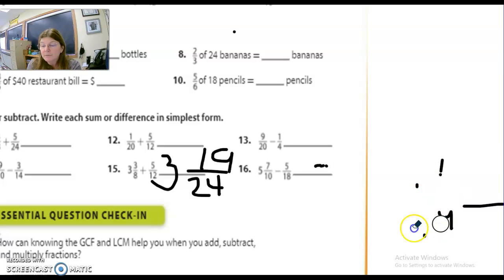The same thing on number 16. We have the same question, except it is a subtraction. So it's exactly the same way as we did number 15. We have to find a number that both of these will go into.